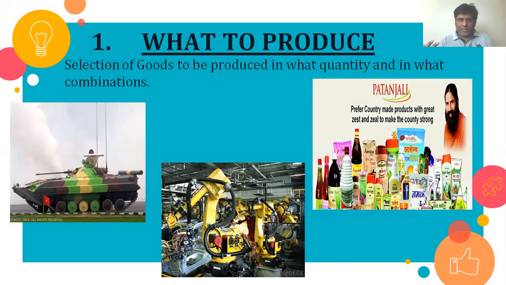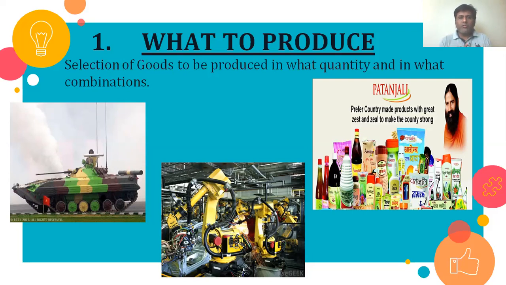Capital goods are the second type of goods we can produce. Capital goods are those goods which help in the production of further goods. So we can speedily fulfill the demands of the consumer with the help of capital goods. Consumer goods are of four types: durable goods, semi-durable goods, non-durable goods, and services. So what type of goods to be produced, in what quantity, and in what combination, whether we should go for defense or capital goods, defense or consumer goods, or consumer or capital goods.